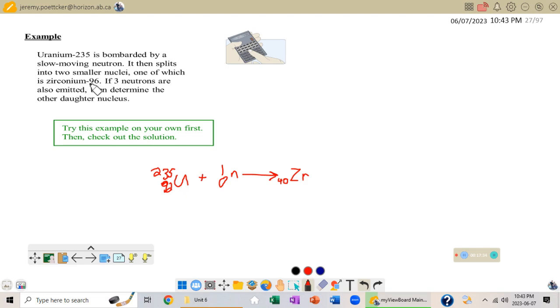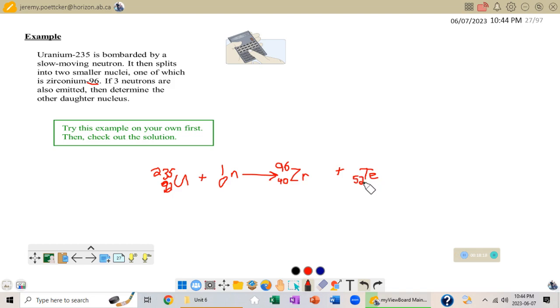And I'm told in the question that it's zirconium-96. All right. Now I am going to get 3 neutrons on the other side here. So let's first figure out what element I'm getting as my other element. I've got 40 plus something has to give me 92, or I can go 92 minus 40, and so that's going to be 52. So I find element number 52, which is tellurium, and it has a 52 down here.